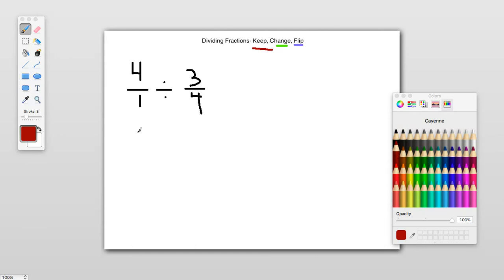We're going to keep our 4/1. Change to a multiplication sign. And flip our second fraction. So it's going to be 4/3. When we do this, we multiply straight across. 4 times 4 is 16. 1 times 3 is 3.